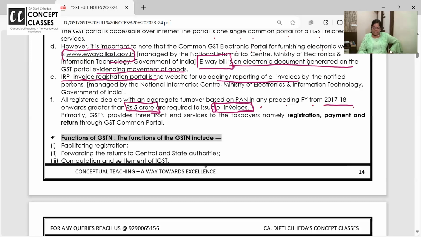Now GSTN provides 3 front end services: registration, as I told you, payment of monthly taxes, and returns. These are the three major services for which the users will go to the portal.